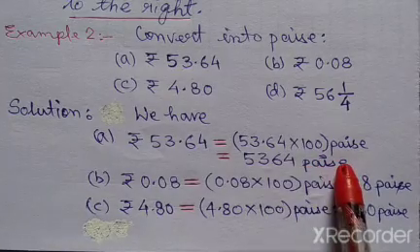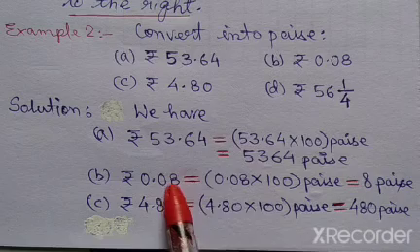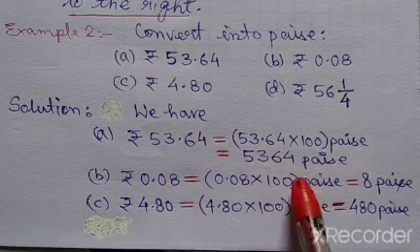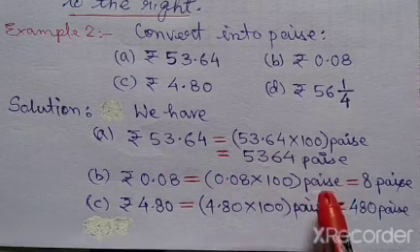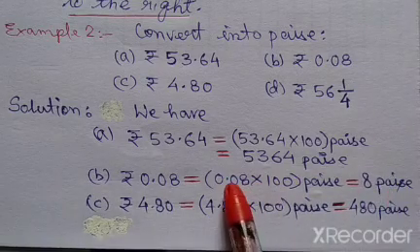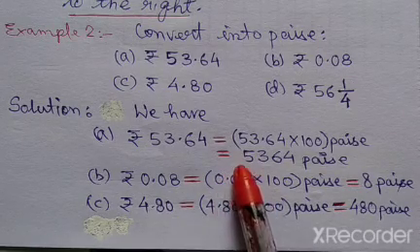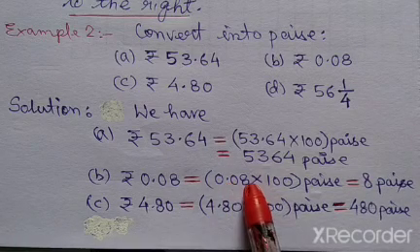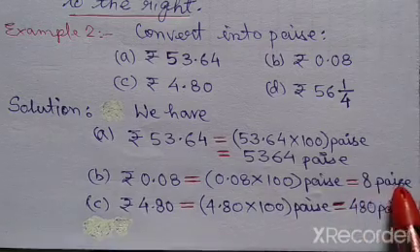5364 paise. Let us take one more example. Just see, rupees 0.08. So what will you do? Children, multiply 0.08 by 100, put it in the bracket, and outside the bracket write the unit, that is paise, because we are converting into paise. After that, just see, 8 paise. How, children? Because the point is shifted 2 places to the right-hand side. Just see, how many places? 2 places to the right-hand side, that is, the point will be put after 8. So that will be equal to 8 paise.